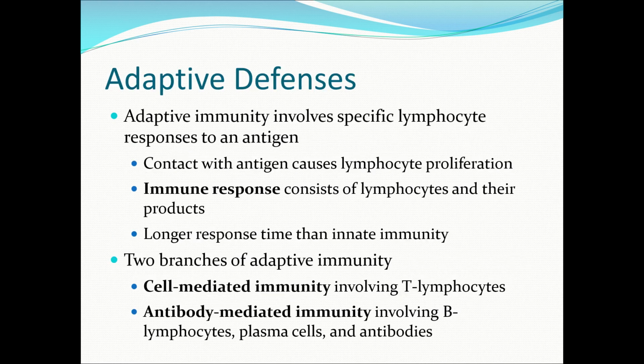Now let's look at adaptive defenses. Adaptive immunity involves specific lymphocyte responses to an antigen. Contact with the antigen causes a lymphocyte proliferation. The immune response consists of lymphocytes and their products. Longer response time than the innate immunity. There are 2 branches of adaptive immunity: cell-mediated immunity involving T lymphocytes, and antibody-mediated immunity involving B lymphocytes, plasma cells, and antibodies.